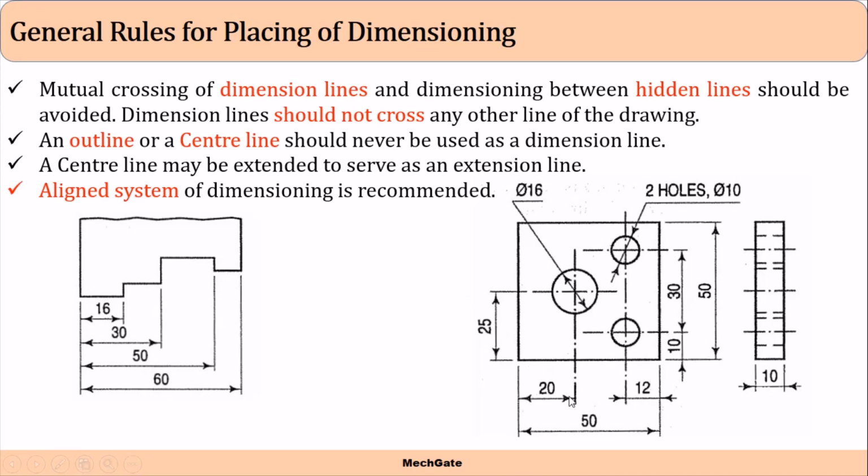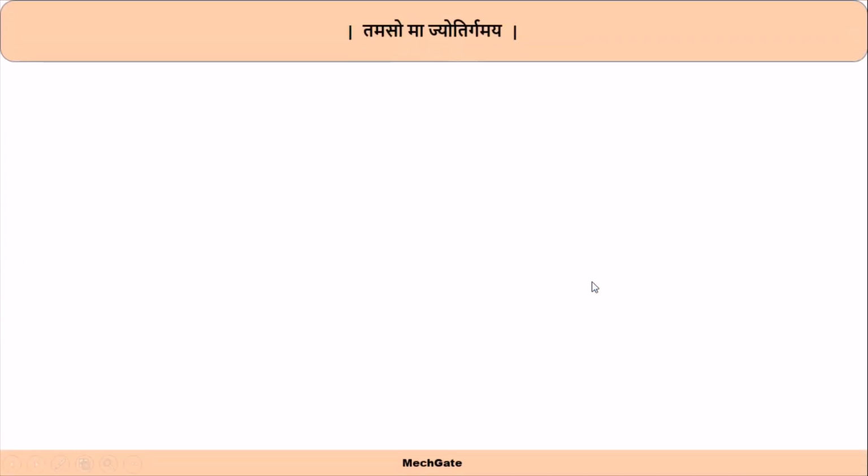Because all the horizontal dimensions are placed horizontally and vertical dimensions are placed vertically in such a way that they could be read from the right hand side. I hope you understand the concept or difference between aligned system of dimensioning and unidirectional system of dimensioning.